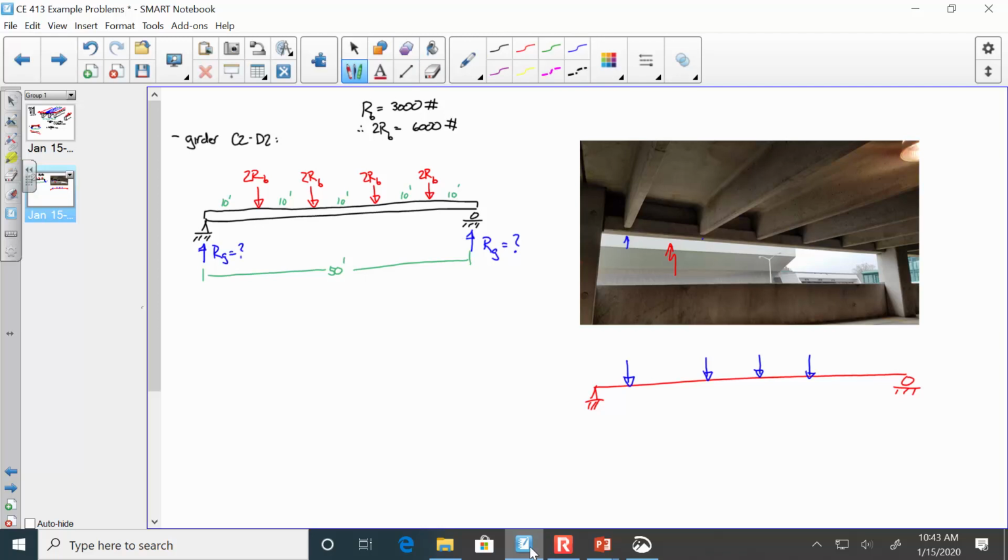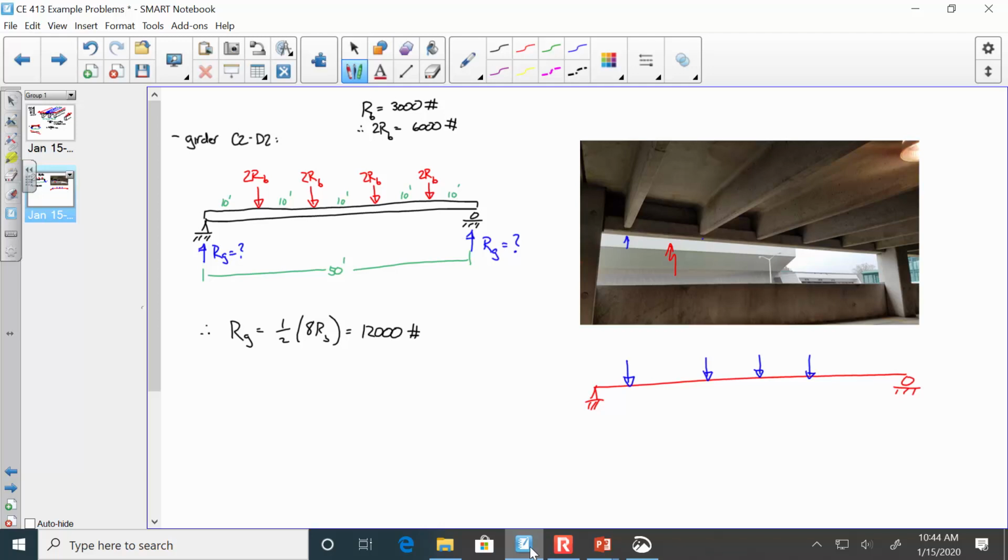You're saying 12,000, right? Because I've got 1, 2, 3, 4, so I've got 8 beam reactions, so 4 on either side, right? Everything's symmetric. So you're telling me that the girder reaction is 1/2 of 8 RB, so 12,000 pounds. Everybody okay with that? So far so good?